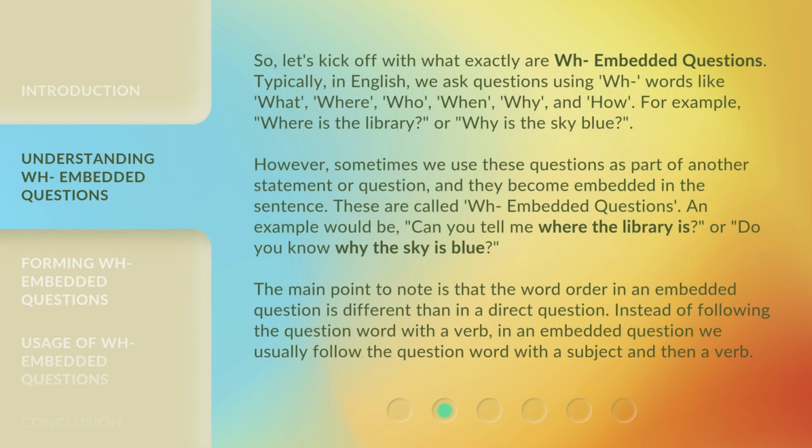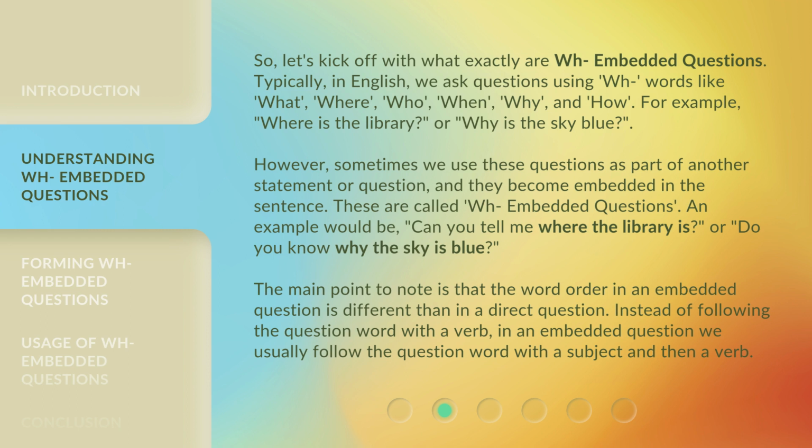So, let's kick off with what exactly are WH embedded questions. Typically, in English, we ask questions using WH words like what, where, who, when, why, and how. For example, where is the library? Or, why is the sky blue?